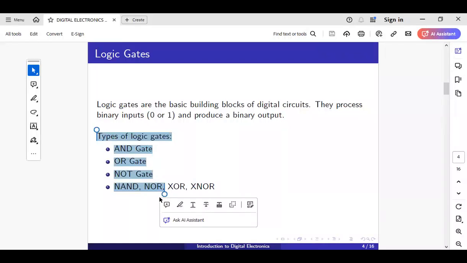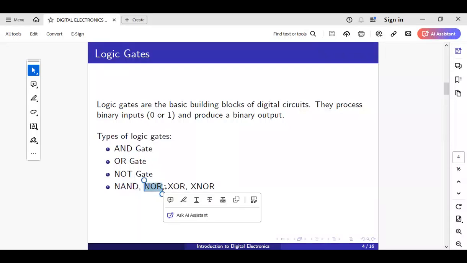So the NOT gate, we have looked at it. Now the NAND, we have looked at the NOR. NOR is a combination of NOT and OR. How about NAND? NAND is a combination of NOT gate and AND gate.